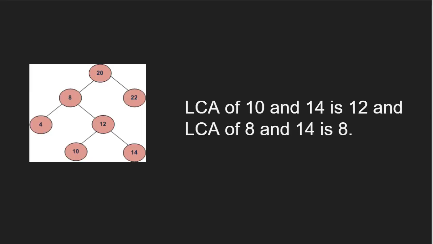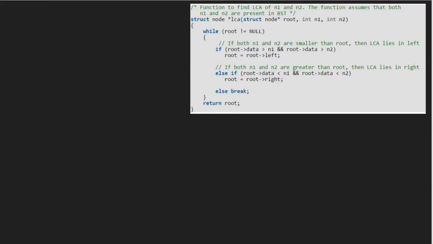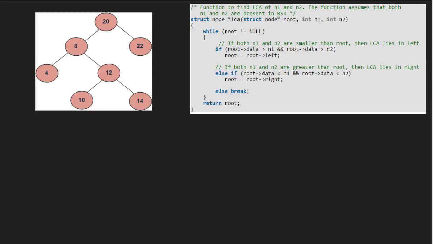Now, let us have a look at the algorithm which will assist us in finding LCA of two nodes. Let us also have a sample tree to test our algorithm. We pass the root node and the two numbers for which we want the lowest common ancestor. Let us assume that we pass n1 as 10 and n2 as 4.